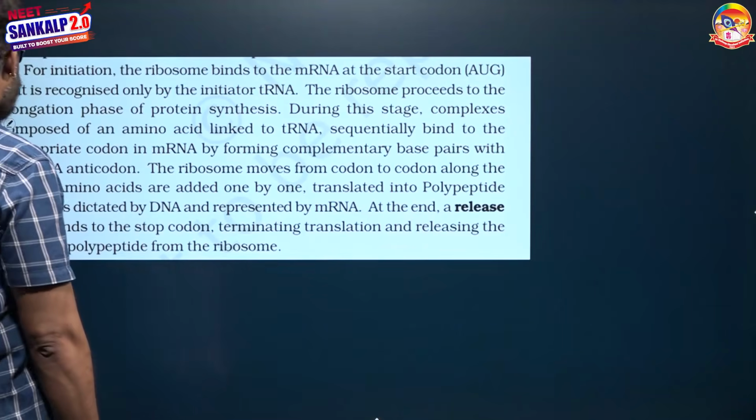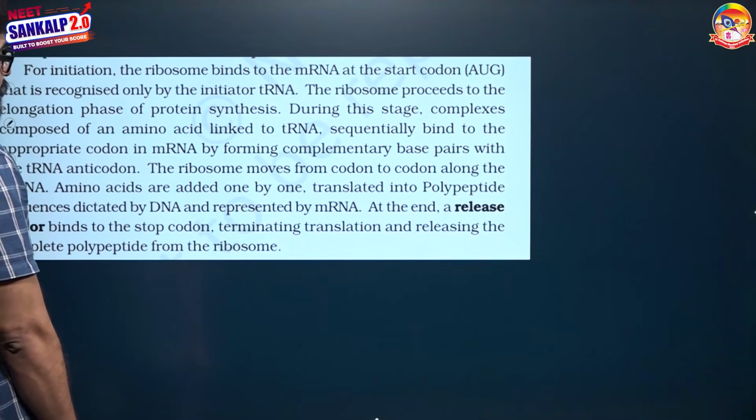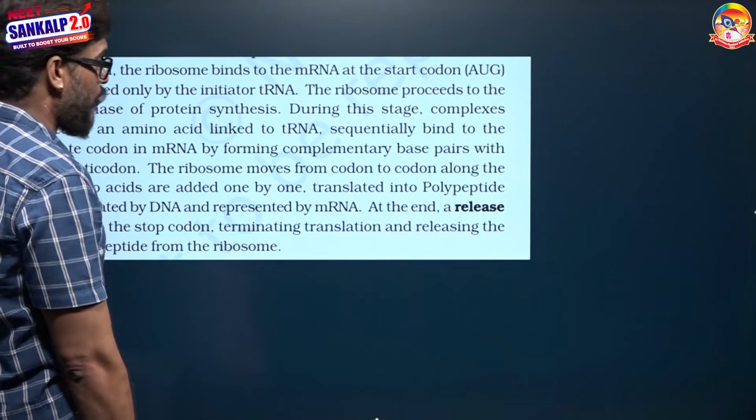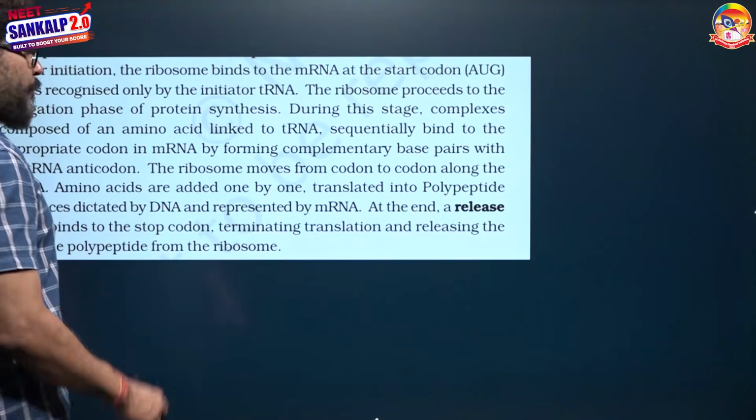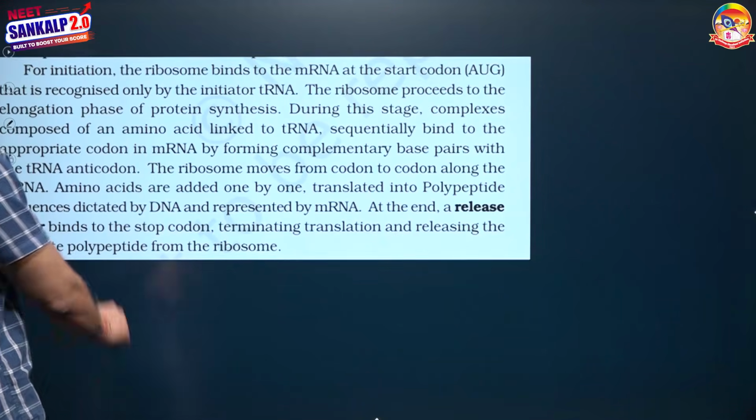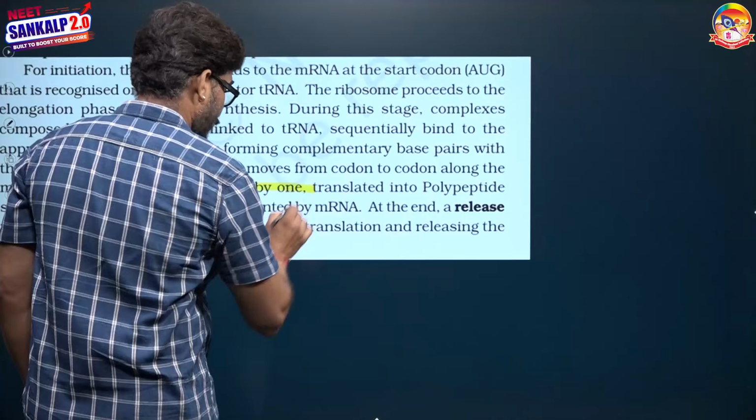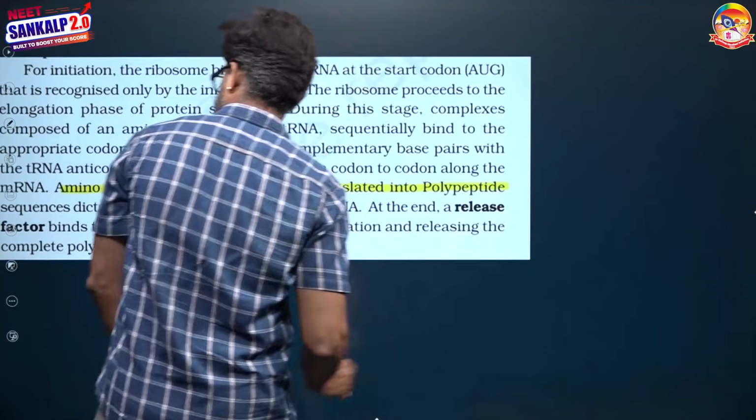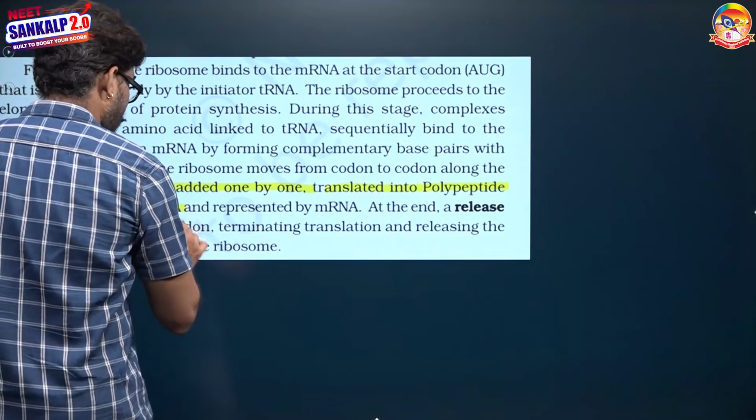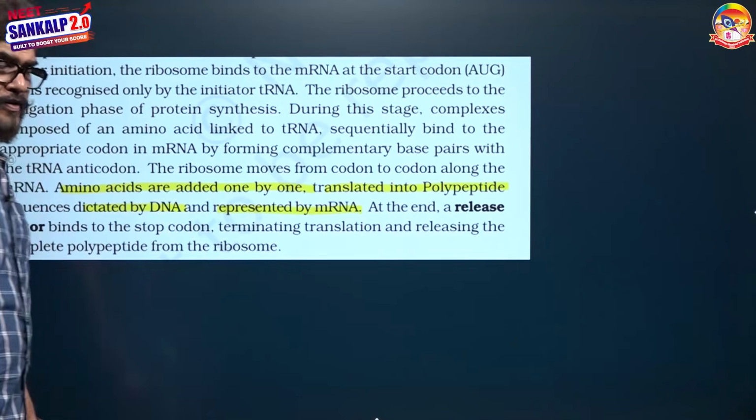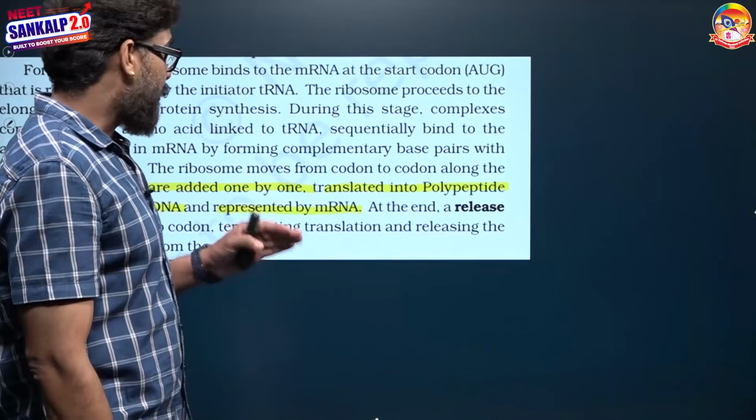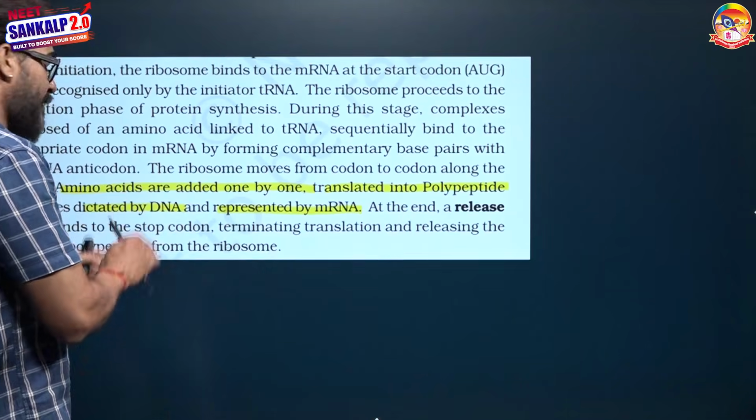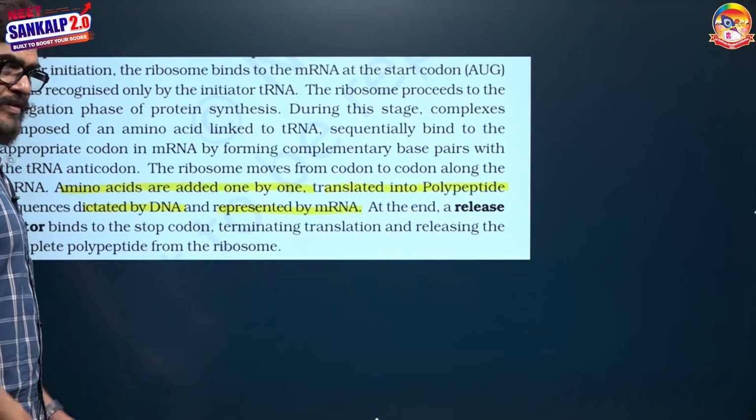During this stage, a complex composed of the amino acid linked to the transfer RNA subsequently binds to the appropriate codon in messenger RNA by forming complementary base pairing with the transfer RNA anticodon. The ribosome moves from codon to codon along the messenger RNA. Amino acids are added one by one, translated into the polypeptide sequence dictated by the DNA and represented by messenger RNA. This is a very important line.